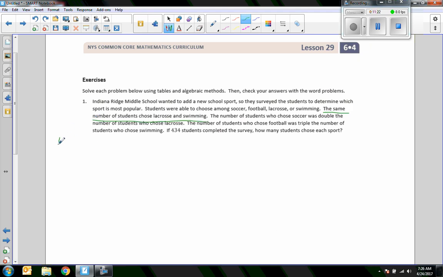So off to the side here, I would say L equals S. The number of students who chose soccer was double the number of students who chose lacrosse. Okay, so now we have a problem with our variable, soccer, swimming. They could have chosen a sport that didn't start with the same letter to make this easier for us to label. So I'm going to use F for football. Soccer in Europe is called football. So I'm going to use the letter F for soccer.